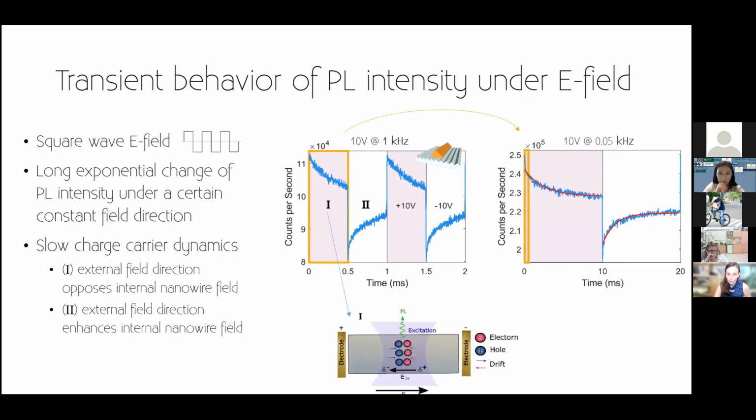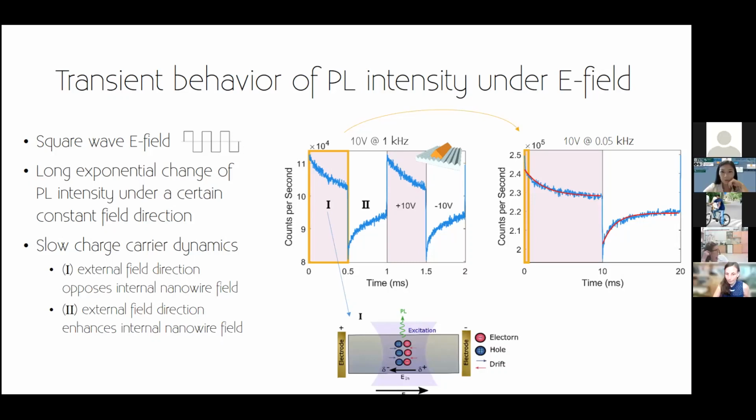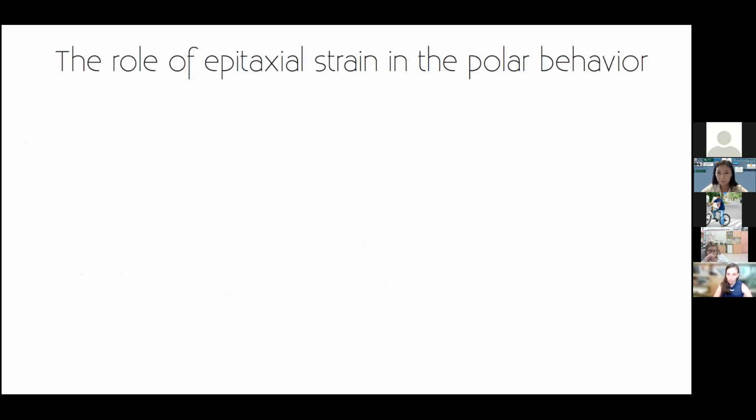So we can see two areas. We see one where the external direction of the field opposes the internal direction of the nanowire. As I explained before, this will reduce the separation and enhance the photoluminescence. And then we see a slow drop until it reaches the steady state again. On the other hand, we have the external field direction aligning with the internal field, which enhances the separation, reduces recombination, and we see the drop in the photoluminescence and a slow rise after this. So we see the slow transient behavior of the charge carriers.